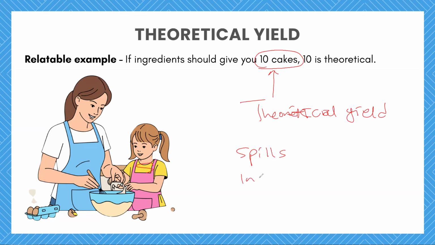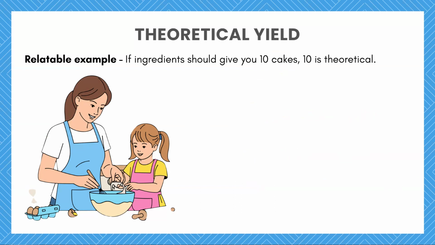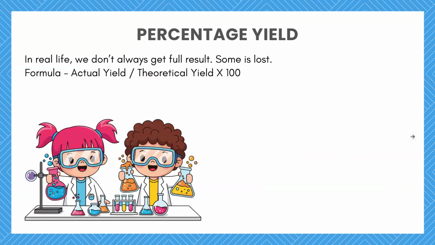or you lost some ingredients, or one or two things happened, okay? And you do not end up having that 10. Let's say you ended up having 7 cakes. This 7 becomes the actual yield, while that 10 cakes written on the recipe is the theoretical yield. I'm sure you're seeing every bit of what is being shown here.